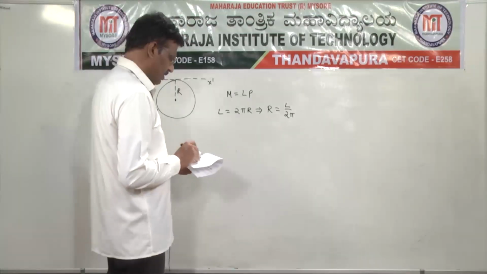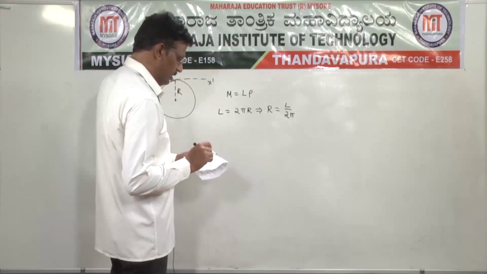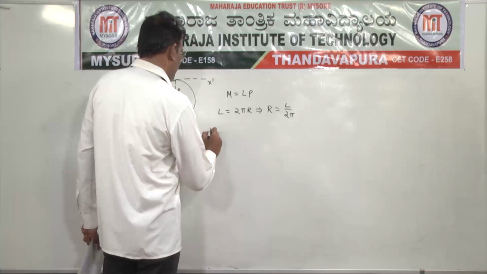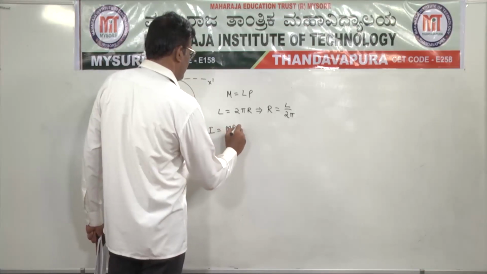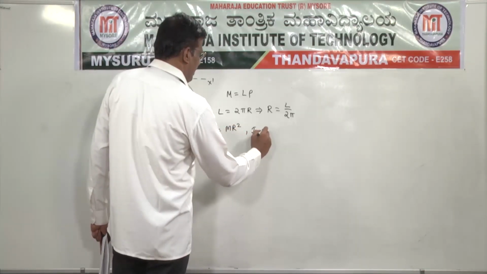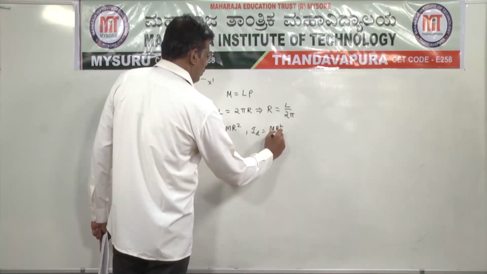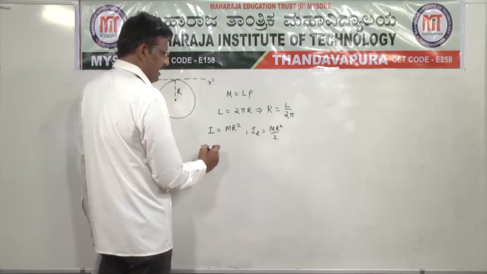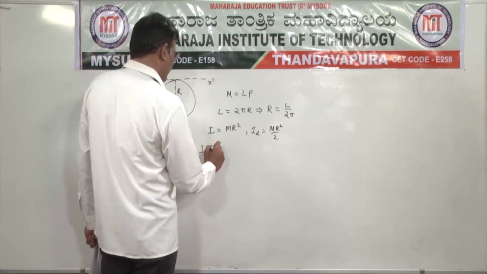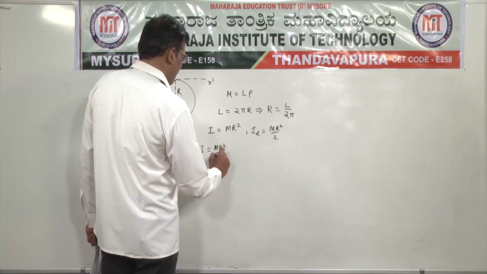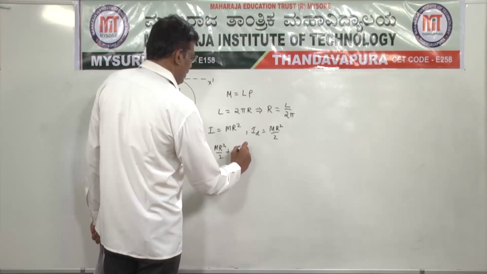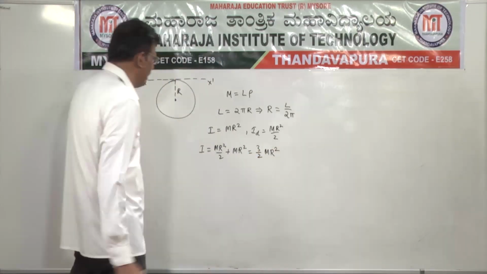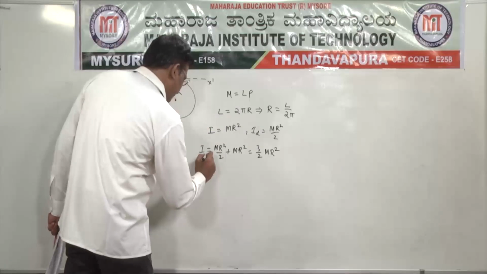So the moment of inertia of the loop about axis x dash is, first, for a circular ring, m r square by 2 about any diameter. About a tangent parallel to the diameter, according to the parallel axis theorem, it is m r square by 2 plus m r square, that is equal to 3 by 2 m r square. That is our formula, about this x dash.